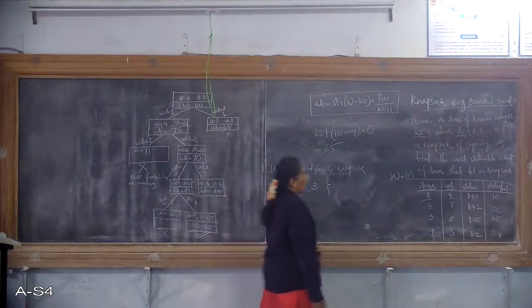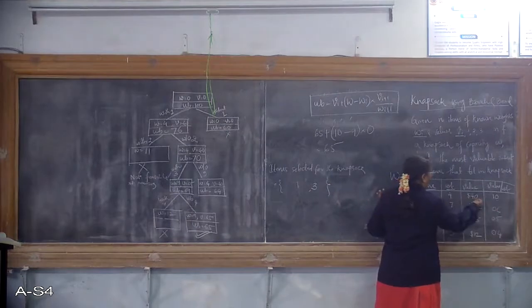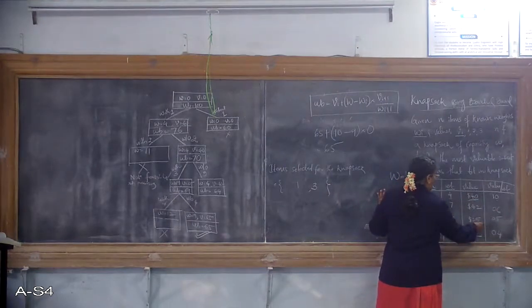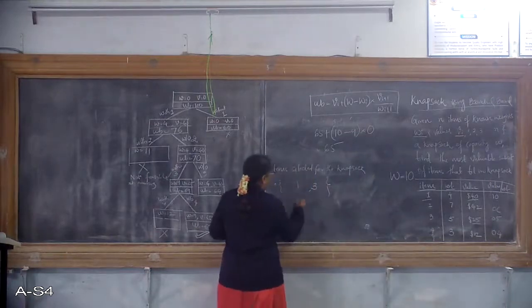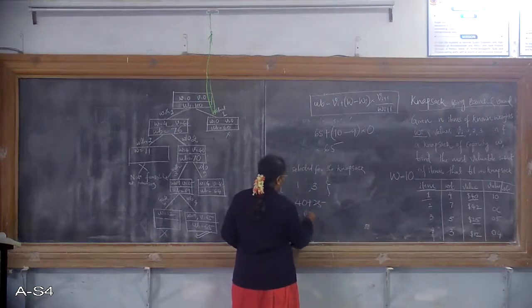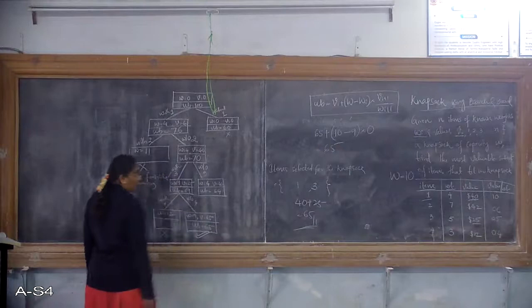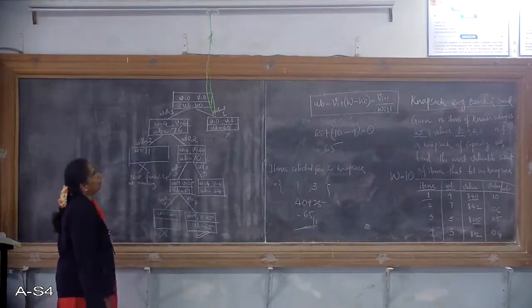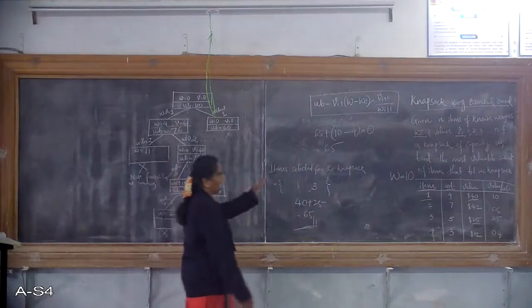And what is the total profit earned or value gained? It is item 1 value plus item 3 value, which is 40 plus 25, which is equal to 65. And here is the value, which is 65. So this is how the knapsack problem is to be solved by using branch and bound.